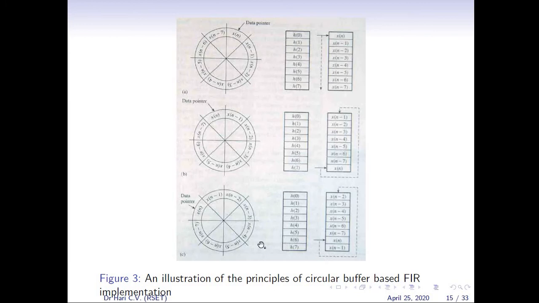Here you can see the circular buffer illustration. You can see x of n minus 1, x of n minus 2, x of n minus 3, x of n minus 4, x of n minus 5, x of n minus 6 and x of n minus 7. Here the value of n is equal to 8. Similarly, the corresponding coefficients h of 0, h of 1, h of 3, h of 4, h of 5, h of 6 and h of 7. You can see the movement of the data pointer in the anti-clockwise direction, and the previous input samples are stored clockwise. This is the idea of the circular buffer.